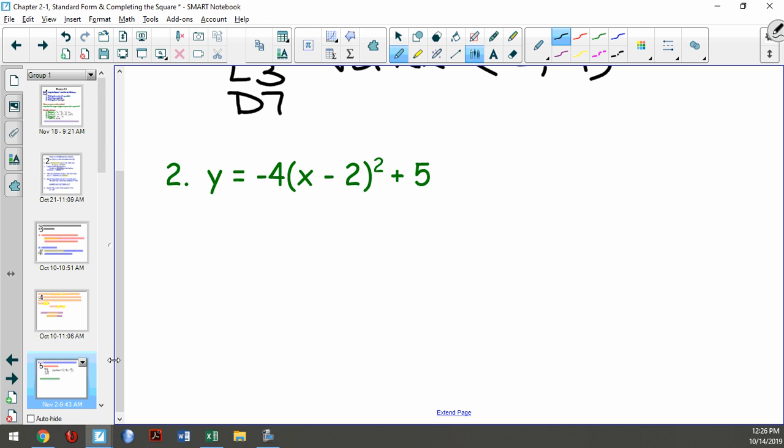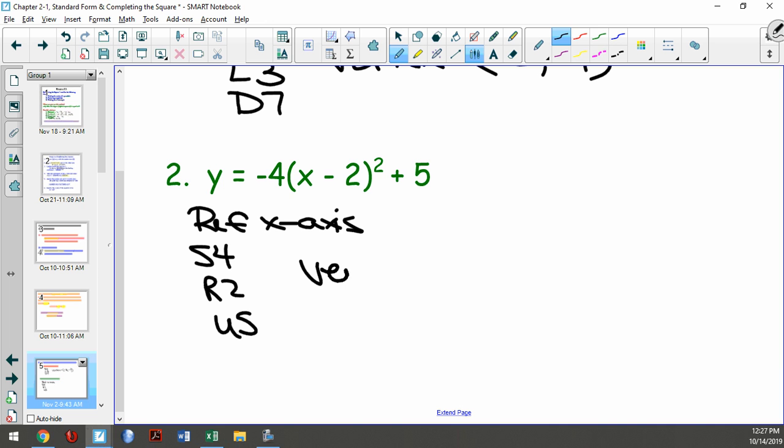Number 2, what does this mean to you? Reflect over the x-axis because it's on the outside. What's the 4? Stretch a 4, right 2, up 5. Now, what is your vertex? 2, 5. Do we all understand that, yes or no? Now, that gives us a lot of information, so we need every one of these to look like that.